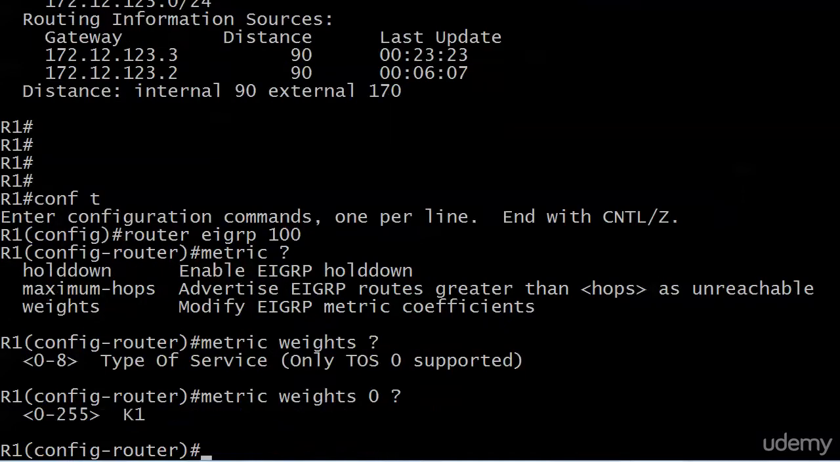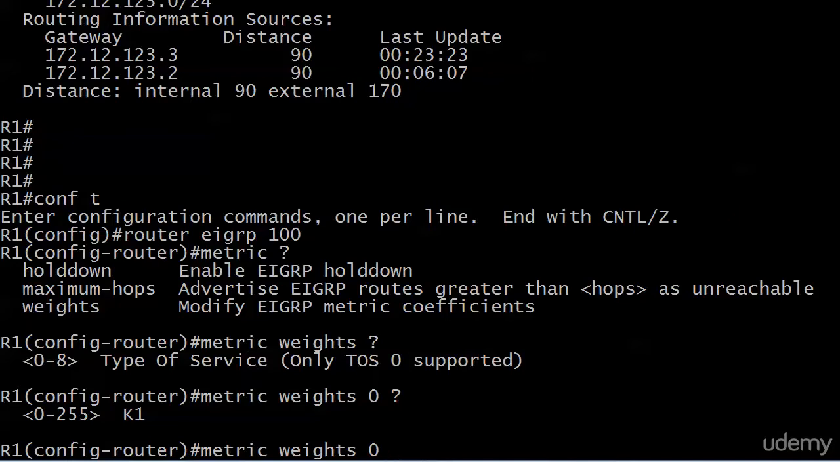So we'll go with 0, and notice K1 is actually the second value that I'm entering. I get this one all the time, and I think it really trips people up. You learn about EIGRP in the very beginning: I've got five K values, here are the ones we use by default, and here's how you change them. Then when you go to the metric weights command, there are 6 numeric values, and you wonder, why do I have 6 numbers in this config when I only have 5 K values? Well, the first one is your type of service, and that one's always going to be 0, as backed up by Cisco IOS here.